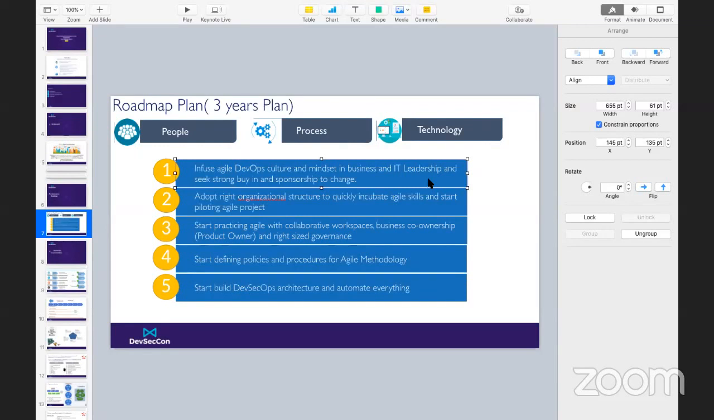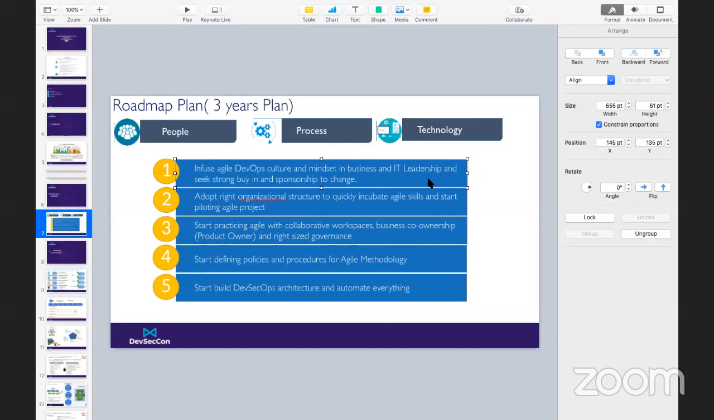Second, we need to adopt the right organizational structure to quickly incubate the agile skill set and also start piloting the agile project. We need to understand that doing such a big transformation for a big company is not easy. So we separate the IT legacy, we create a new organization structure to incubate agile practicing, and we want to see the positive progress and show the IT legacy our improvement. And maybe they will be interested to join us. This is one part of the strategy.